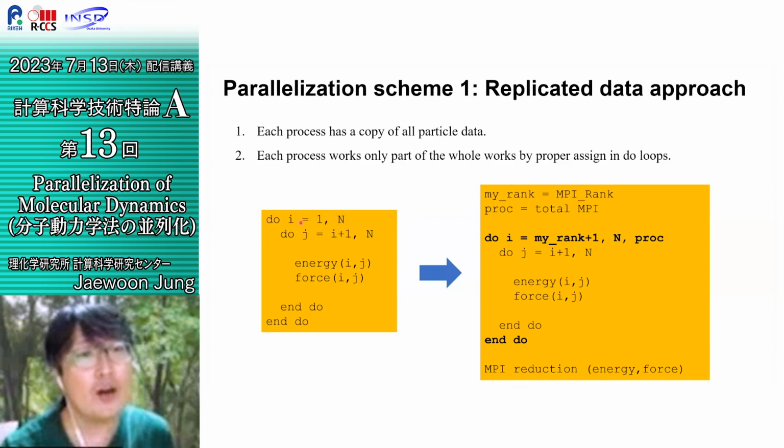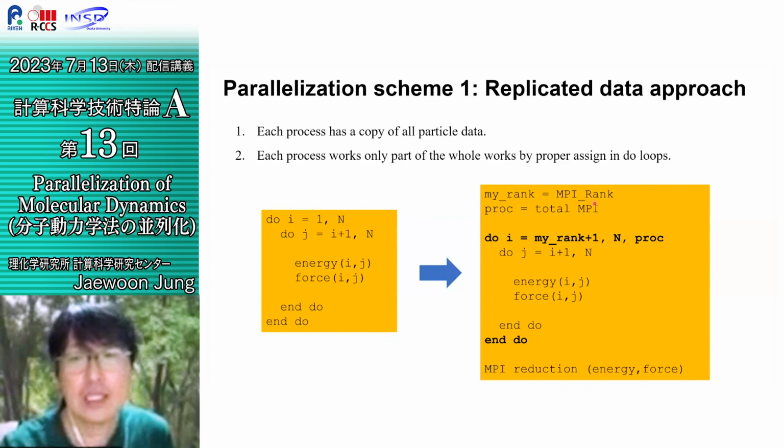Here we have an index i starting from 1 to n. For each i, we make an iteration over j starting from i plus 1 to n. And for every ij pair, we evaluate energy and force. Just consider this kind of code: how can we parallelize it?